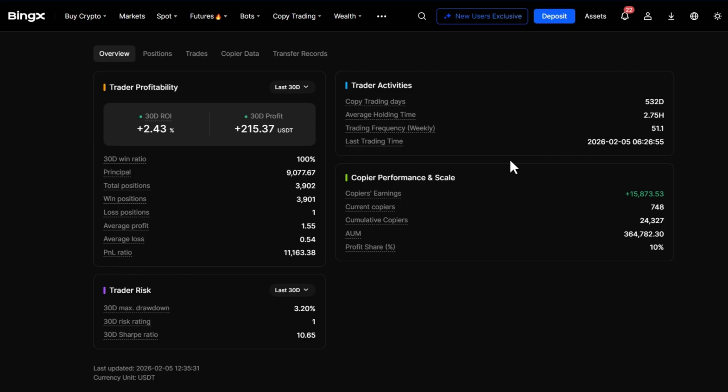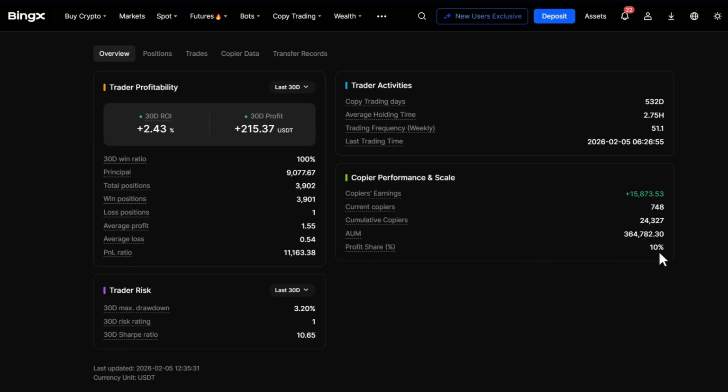On the right side, you'll see copiers' performance and scale. Under here, you can see copiers' earnings, which is absolutely critical. This shows how much money their current copiers are actually making. If this number is negative or barely positive, that's a massive red flag. Skip them immediately. You can also see current copiers, cumulative copiers, and assets under management, or AUM, with the profit sharing ratio.